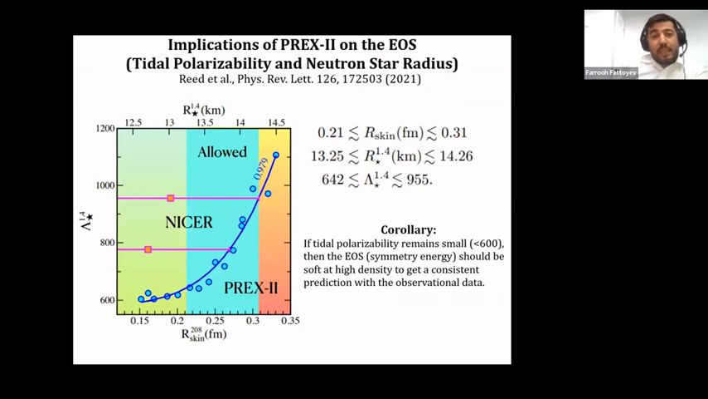And again, if you take PREX-2 at face value and predict the tidal polarizabilities of neutron stars, as you can see here, we get tidal polarizabilities. This blue allowed region is the region where it agrees with PREX and also the NICER data. Then you can see that the radius should be between 13 and 14 kilometers. So the tidal polarizability should be larger than 642 and smaller than 955. We can also impose a limit on the neutron skin of lead, from above 0.31.